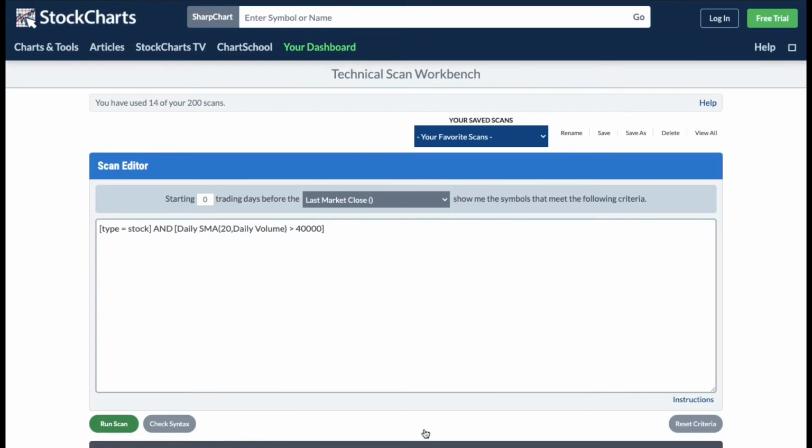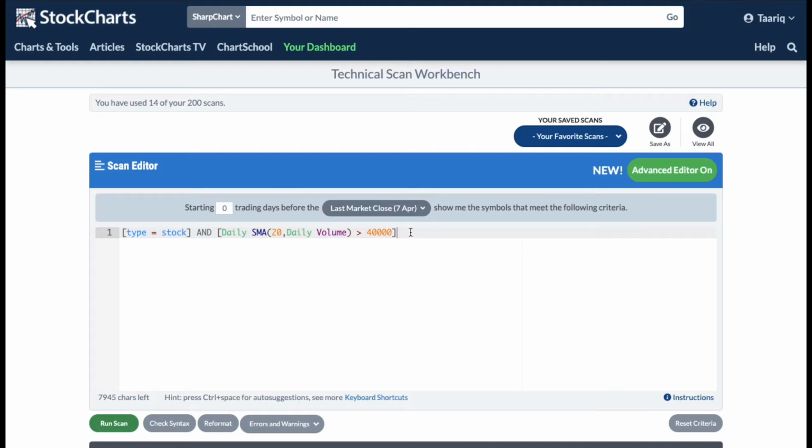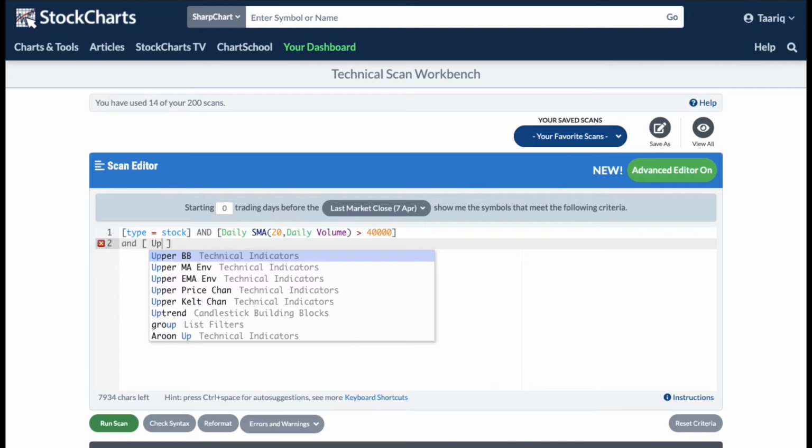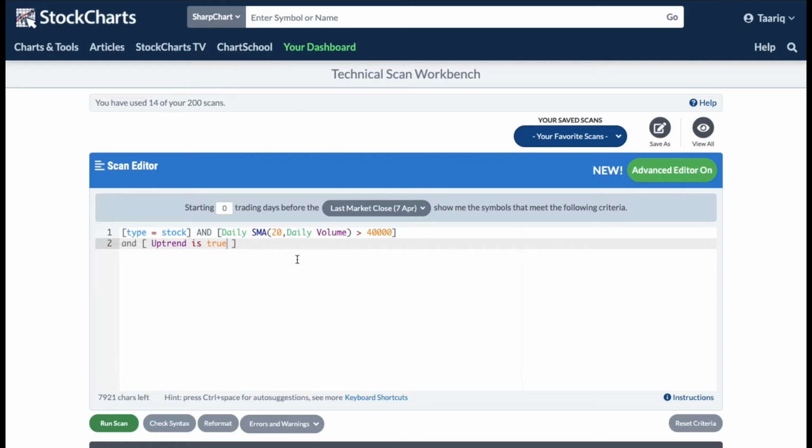So really quickly, I want to show you the other side of the downtrend, which is the uptrend, and this is going to help you find a short-term uptrend scan. To do this, you're going to open up a second line. We're going to have type as stock, and last time we typed in downtrend, now we're going to type in uptrend is true, and this is going to be just for a short term. So let's go ahead and run that scan.